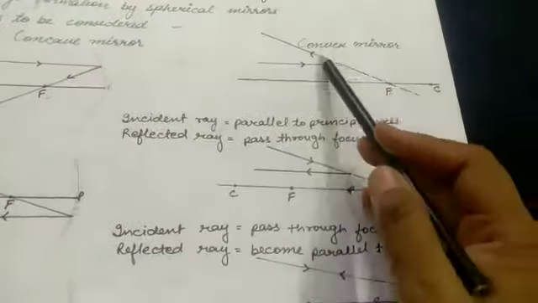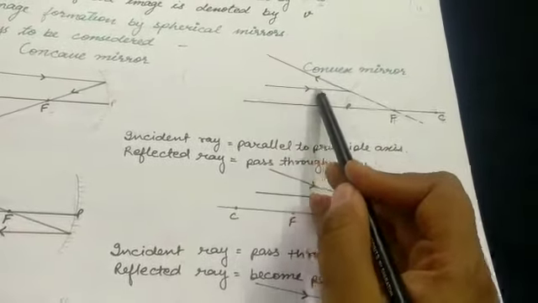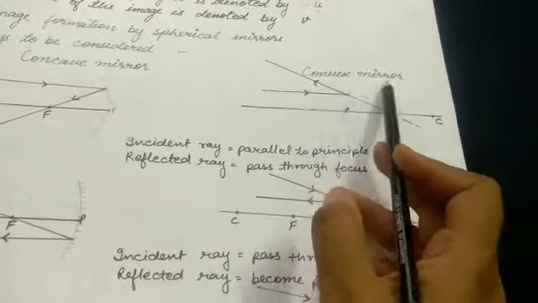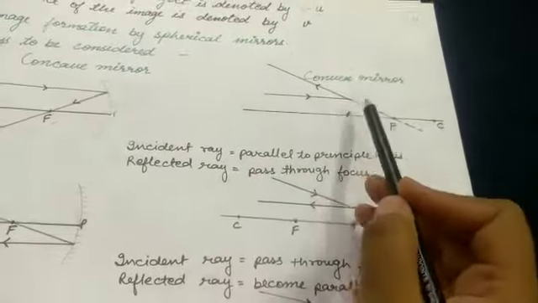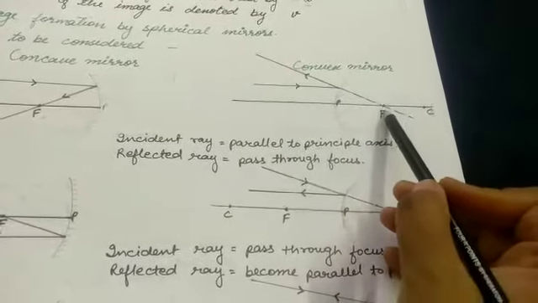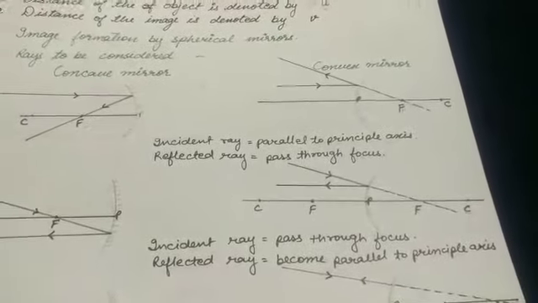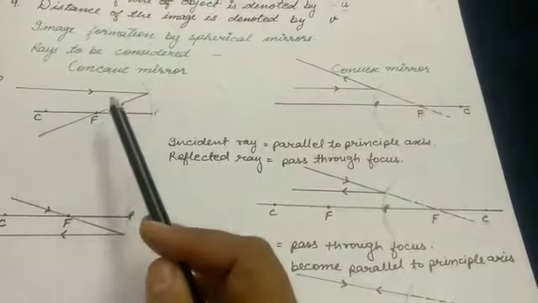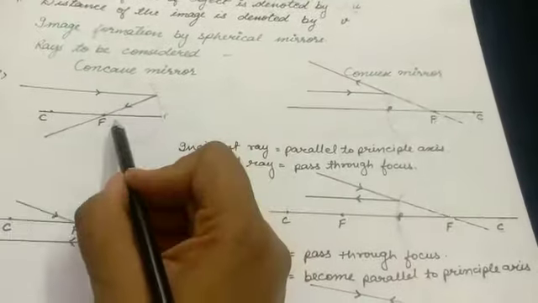What about the convex mirror? In the case of a convex mirror, see this incident light ray is parallel to the principal axis, but as we know, a convex mirror diverges the light ray. So see, the reflected ray has diverged. But if we extend this diverged reflected ray backward, it passes through the principal focus. One thing I want to add here: whatever the focal length and curvature is on one side of the mirror, it will be equal on the other side of the mirror also. Like if it is 3 centimeter focal.